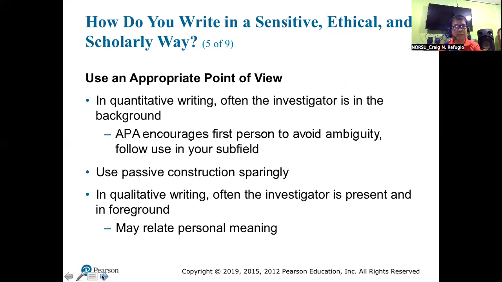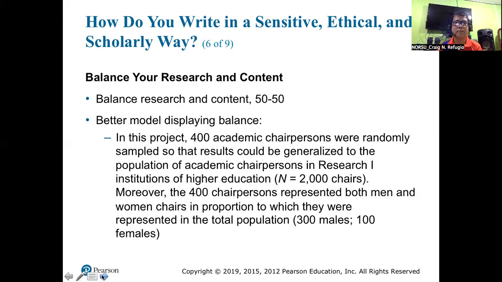Use an appropriate point of view. In quantitative writing, often the investigator is in the background. APA encourages first person to avoid ambiguity; follow use in your subfield, depending on the format that the university is using. Use passive construction sparingly. You know what is passive and what is active from the different English courses that you have taken. In qualitative writing, often the investigator is present and in the foreground, and may relate personal meaning.